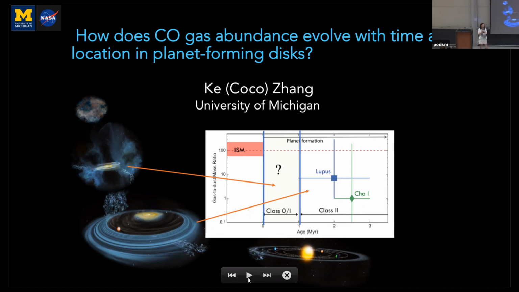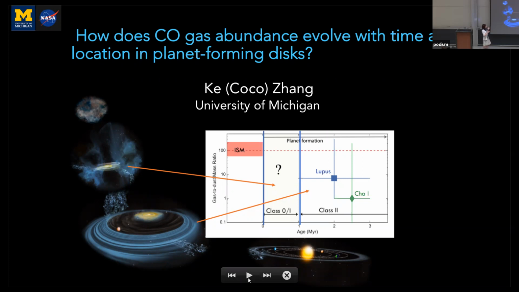Okay, I'll make sure you're just 1 minute away from your lunch. So I'm Coco Zhang from University of Michigan. So I study chemistry in protoplanetary disks, which is the birth environment for planets during the first 10 million years. So my goal is to understand what physical and chemical processes set the initial composition for planets.